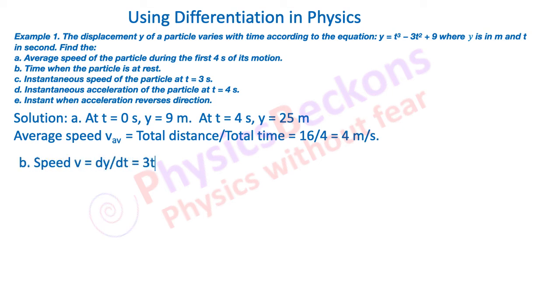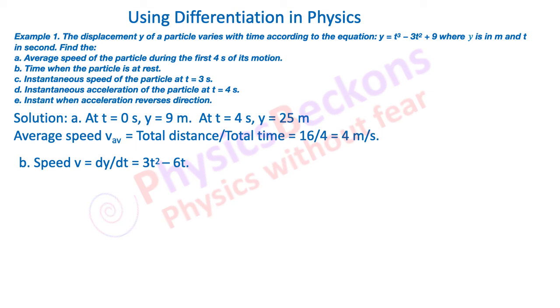For the second part, you need the time when the particle is at rest, that is, the time when the speed is 0. For this, we will have to calculate speed from displacement. We know v is dy by dt, the rate of change of displacement with time. So differentiate t cube minus 3t square plus 9. The differential of t cube is 3t square, the differential of minus 3t square is minus 6t, and the differential of 9 will be 0. So you get the expression for speed v as 3t square minus 6t.